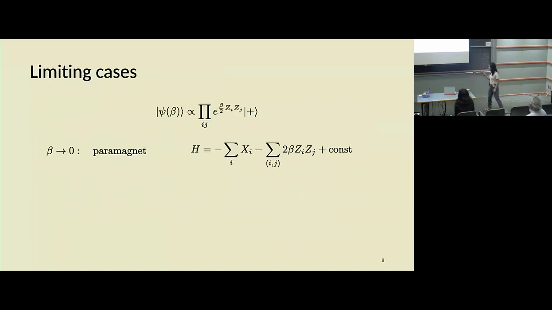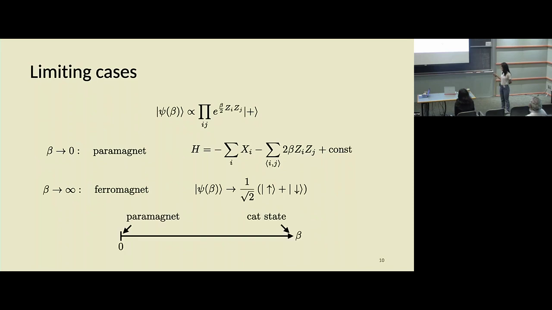Okay, so in the limiting cases, you can obviously see that if beta goes to 0, you just get a paramagnet. And you can expand this for small beta, so it's just a paramagnet with some small perturbation. So for small beta, it's just in the paramagnetic phase. And if you take beta to infinity, then you get a cat state. So we have these 2 limiting cases, and then the question is what happens in between.